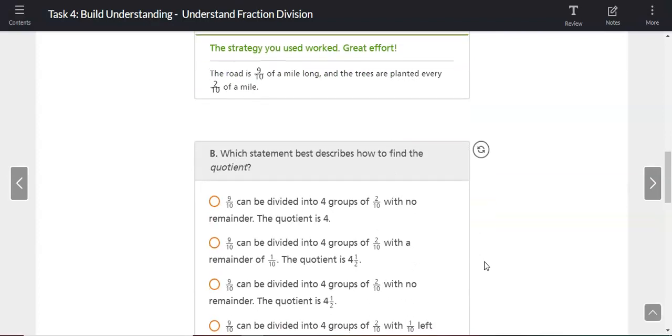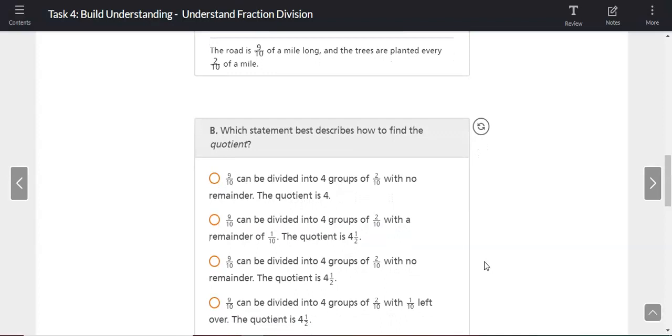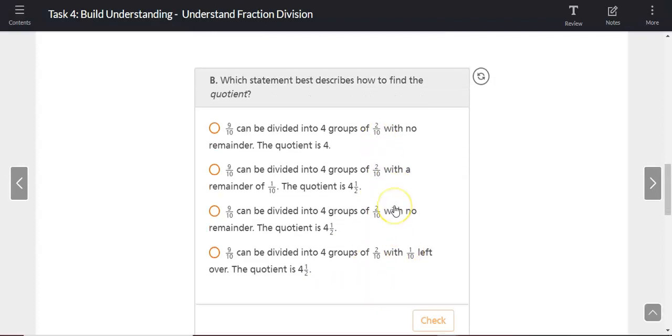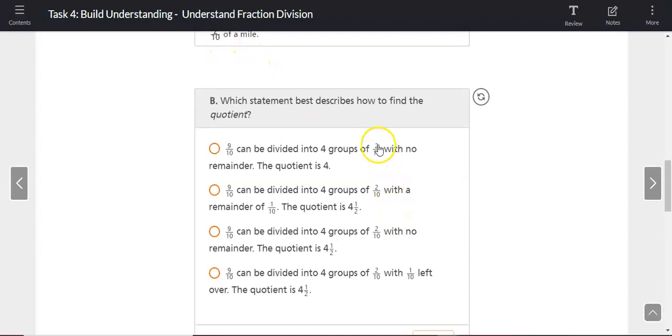Which statement best describes how to find the quotient? So each of them start off the same. 9/10 can be divided into 4 groups of 2/10 with, and then that's where it changes. Sometimes it says 2/10, sometimes it says 1/10. The problem says 2/10, so we're going to go with the 2/10 here. So this last one with 1/10 is out.